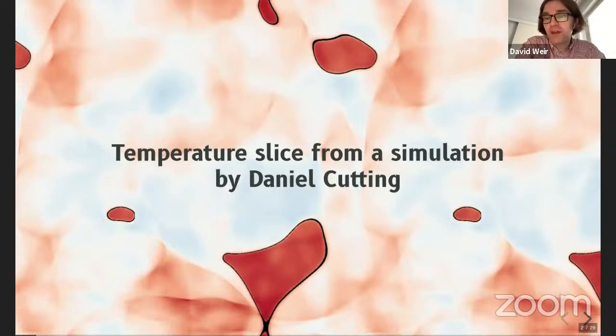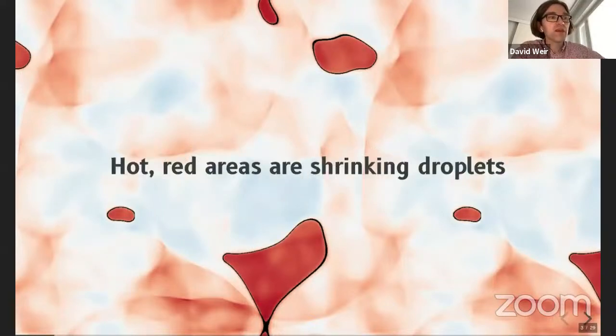But yeah, let me just start with this slide from a really nice simulation that my now postdoc Daniel Cutting made of a strong first order phase transition a while ago. You can see this is temperature, so redder bits are hotter. In some sense, the black lines correspond to the bubble walls as the bubbles are emerging. And you can see these regions which are very hot, which are not really spherical, but are starting to become more spherical as the bubbles merge in the symmetric phase, as these start to collide.